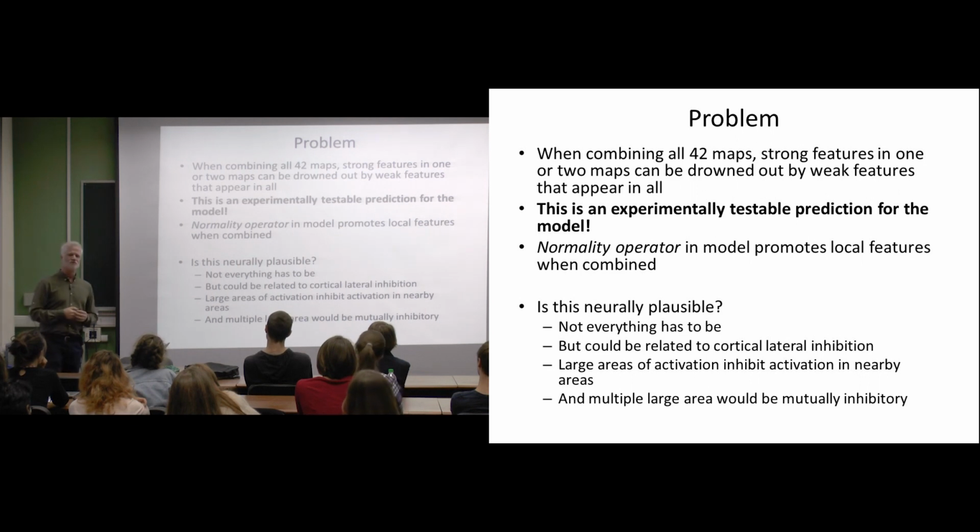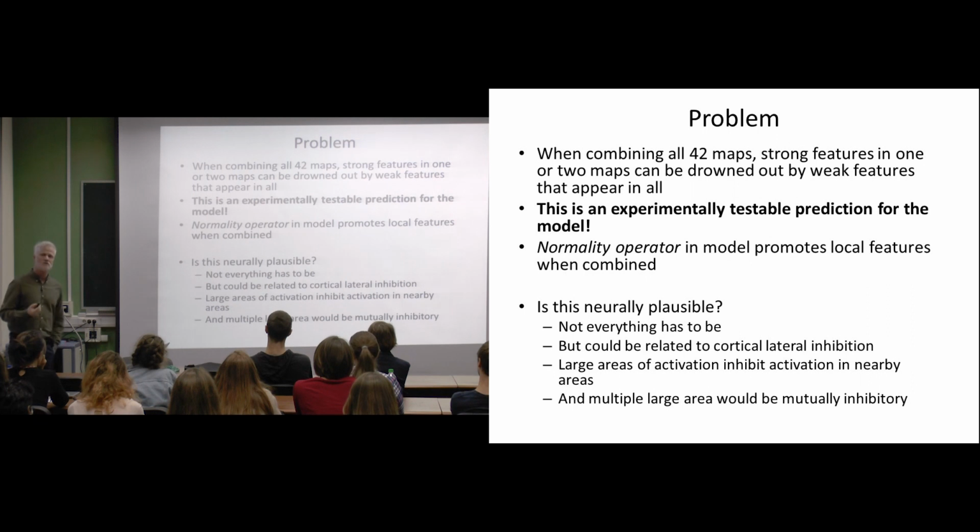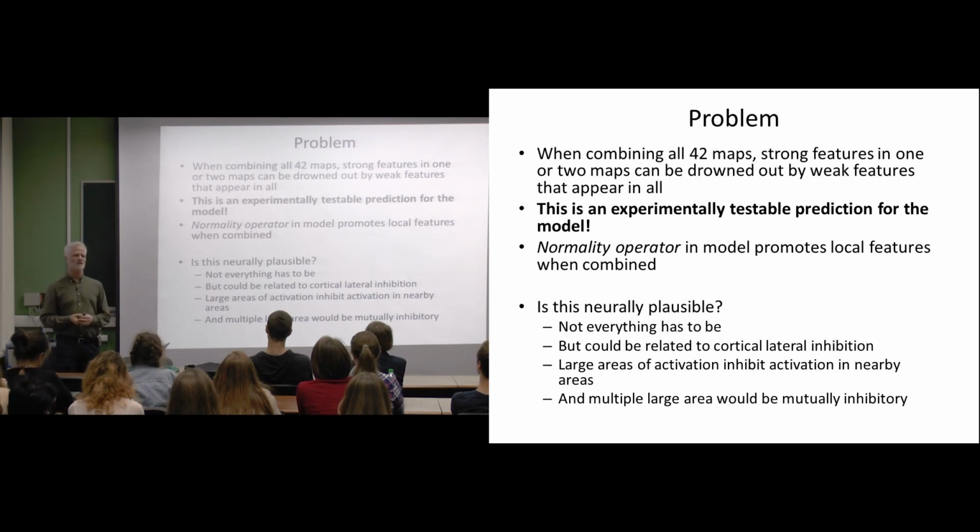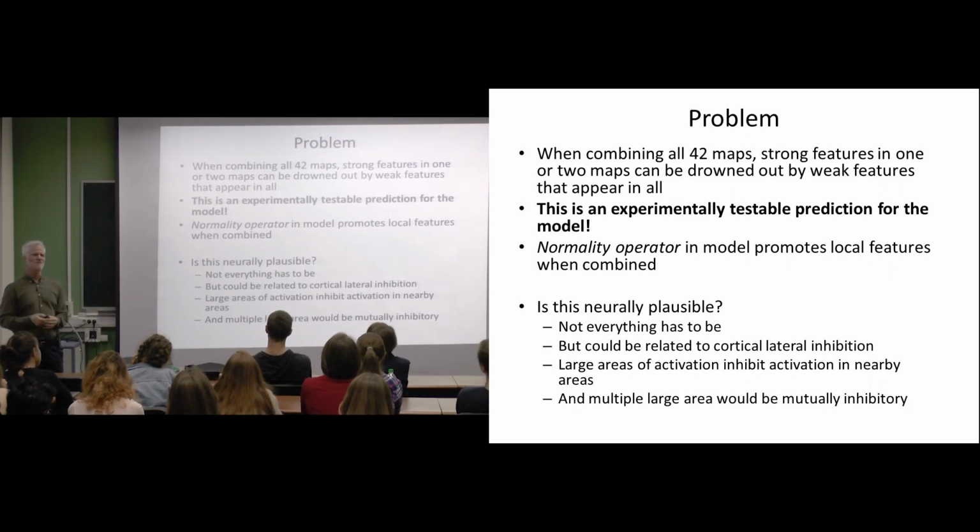Remember I said that good models make predictions? If we do this merging as it is, we would make the prediction that combining all 42 maps, strong features in one map would outweigh and override weaker features in other maps. That's something we can test. We can bring subjects into our little experiments and we can see if that's actually the case. And it isn't. We just had a little mini experiment here. But still, it makes predictions that we can test.